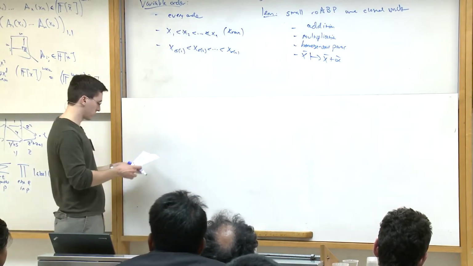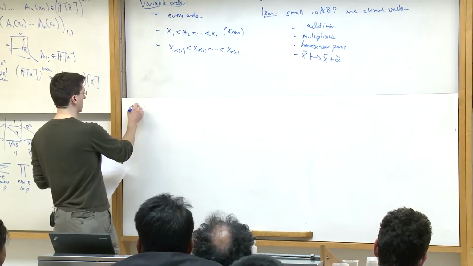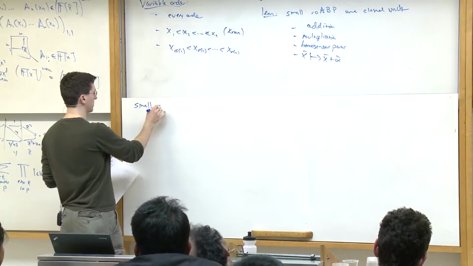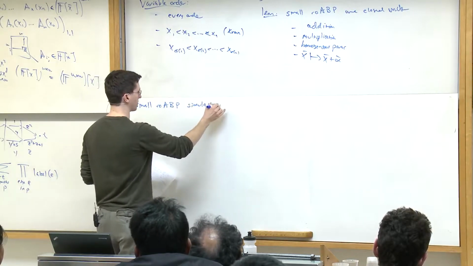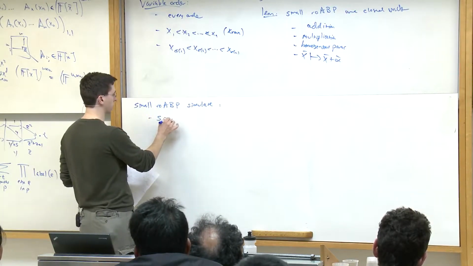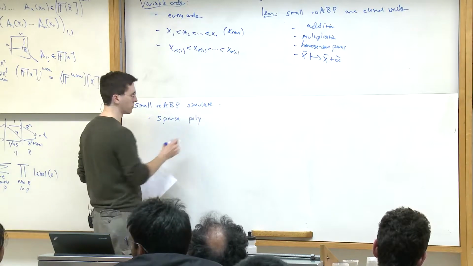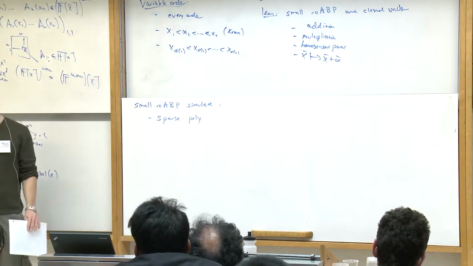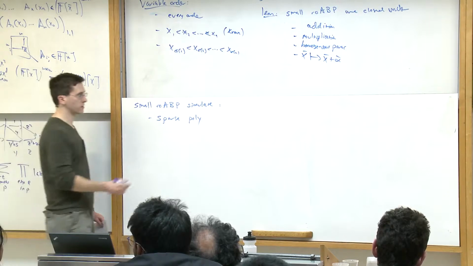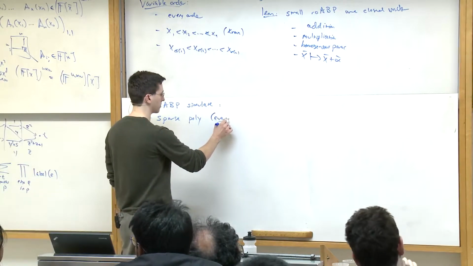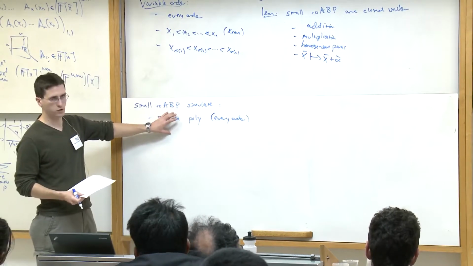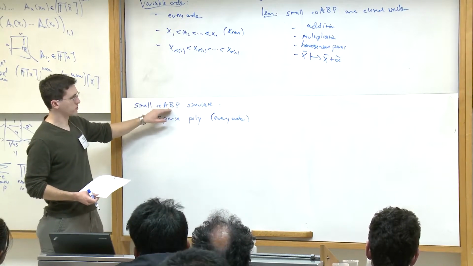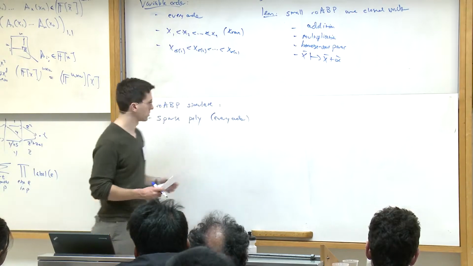And the reason that this is interesting is because small read-once ABPs simulate the following models. They simulate sparse polynomials. And what does this mean? It means that if your polynomial is sparse, it is computable by a small read-once ABP. In particular, in every order. Okay? So even though sparse polynomials are not closed under translation, they are contained in read-once ABPs, which are closed under translation.